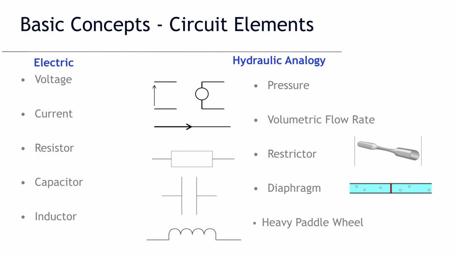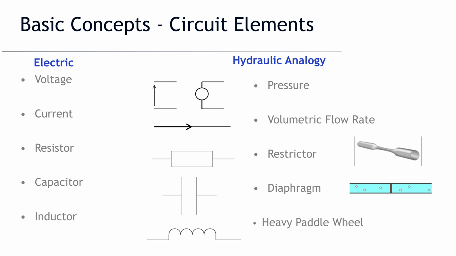4. Capacitor versus diaphragm. A capacitor is like a flexible diaphragm in the pipe. When water, current, flows in, the diaphragm stretches and stores energy. When the flow stops, the diaphragm pushes water back, releasing the stored energy. Similarly, a capacitor stores and releases electrical energy.